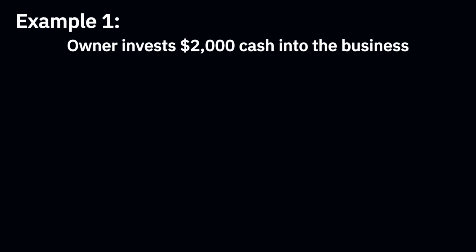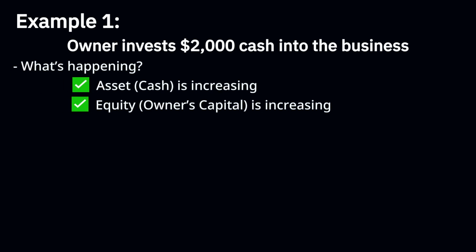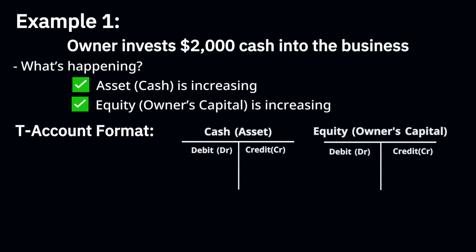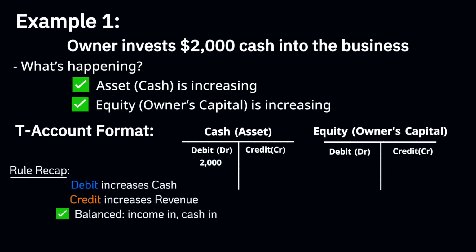Example 1. Let's say the owner puts $2,000 into the business. Now, what's really happening? The business receives cash, which is an asset, and that asset is increasing. At the same time, the owner's equity in the business is increasing too. We debit cash for $2,000 because assets increase with debits, and we credit the owner's capital for $2,000 because equity increases with credits. That's it. The transaction is balanced. One debit, one credit.